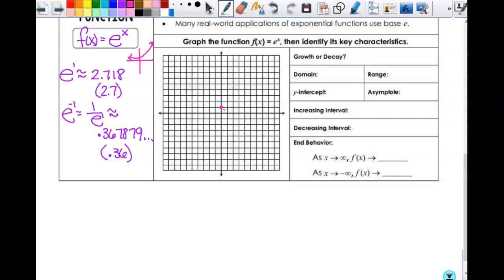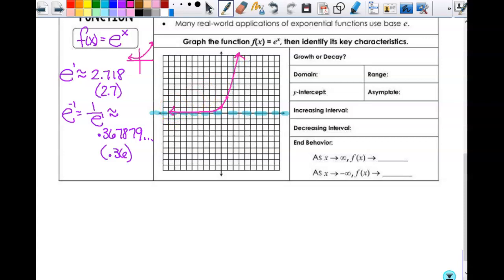All right, so then when x is 1, y is about what? 2.7. 1, 2, 2.7, right? And then when x is negative 1, what's y about? 0.36? Whether it's 0.36 or 0.37 or 0.367879, I don't think my point's going to move. It's probably not even that accurate anyway. Then my asymptote is still the same here. And we graph that in like so.